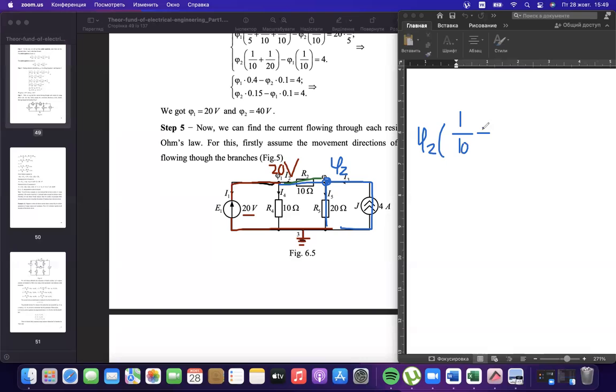times (1/10 plus 1/20), minus phi1 equals 20, which means minus 20 times 1/10, and equals the sources, 4 amperes, and that's all. From this one equation, you identify the last unknown variable. It is about this restriction.